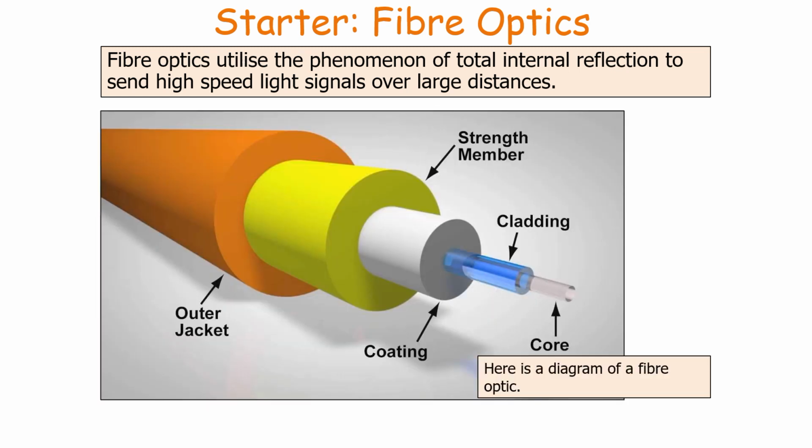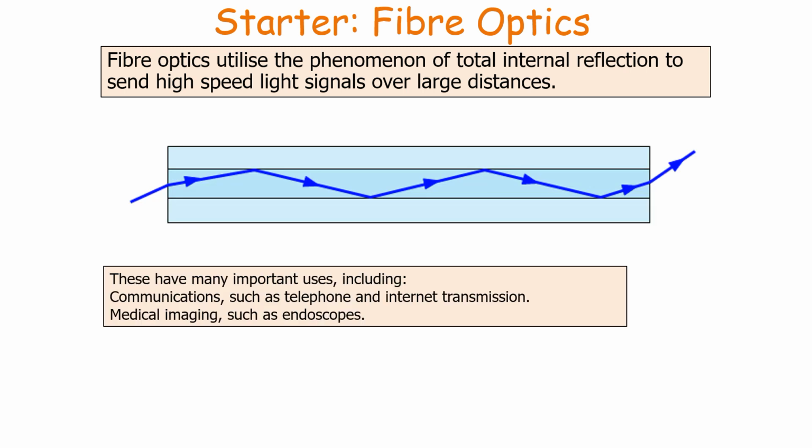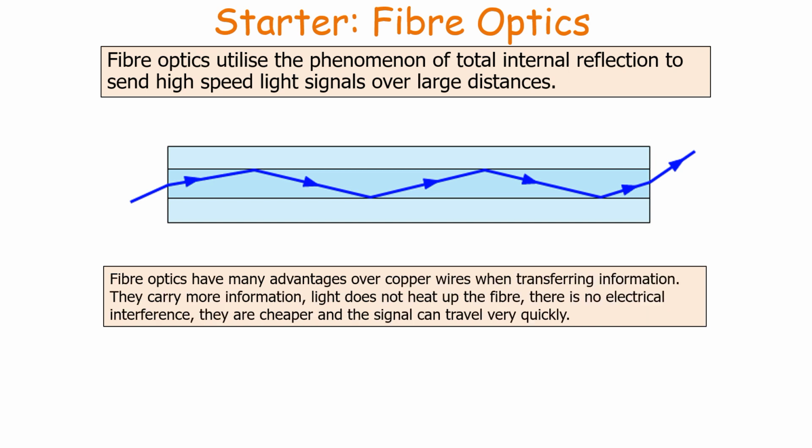So you can see here a diagram of a standard fibre optic. Now fibre optics have many important uses, including communication such as telephone and internet transmission, but also medical imaging such as endoscopes. Now fibre optics have many advantages for transferring information over the traditional copper wires. They can carry more information, the light will not heat up the fibre, there's no electrical or optical interference, the fibre optics are cheaper than copper wires and the signal can travel very quickly.